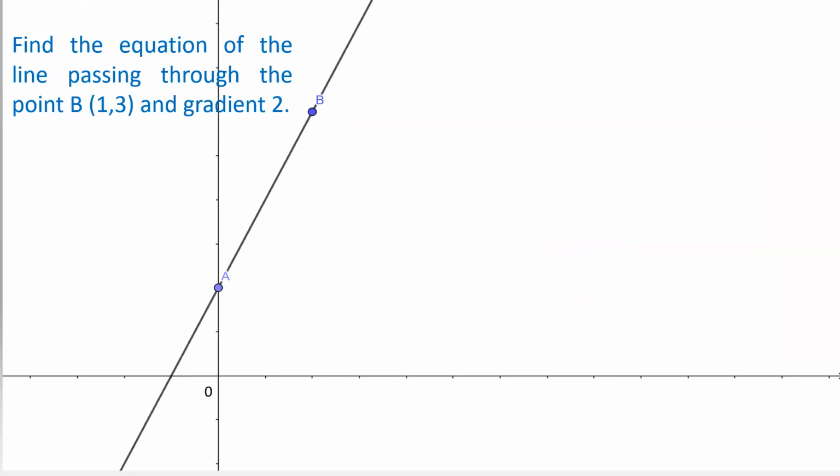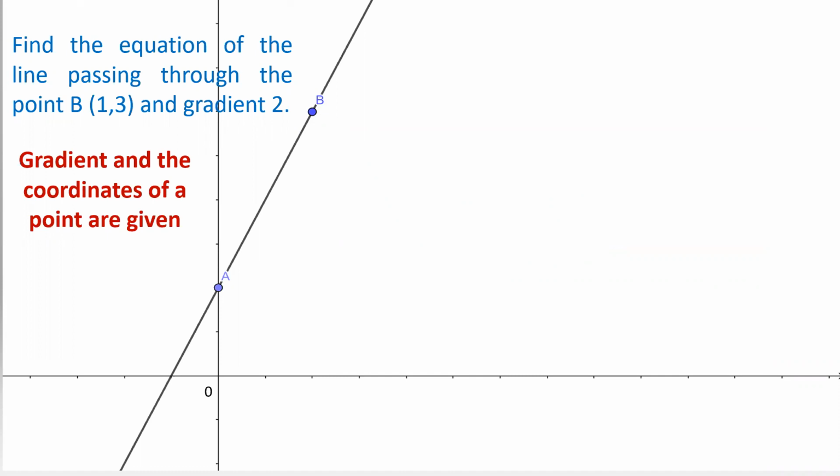Let us now consider this example. Find the equation of the line passing through the point B with coordinates 1, 3 and gradient 2. Observe, dear students, that in this case, the gradient and the coordinates of a point are given. The gradient is equal to 2, that is, m is 2. And the coordinates of point B are 1, 3. Let us label the point B on the line 1, 3.